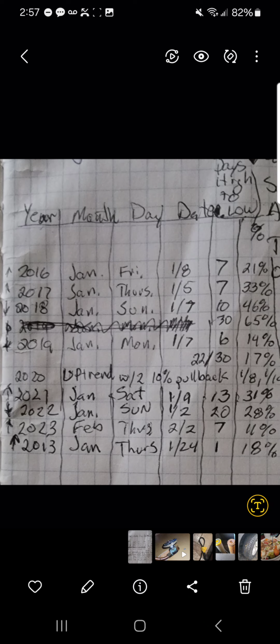In 2017, on the 5th, we had a 33% dump that lasted 7 days. In 2021, on the 9th, we had a 13% dump. A 31% dump that lasted 13 days. That was on a Saturday. 2017 was on a Thursday.